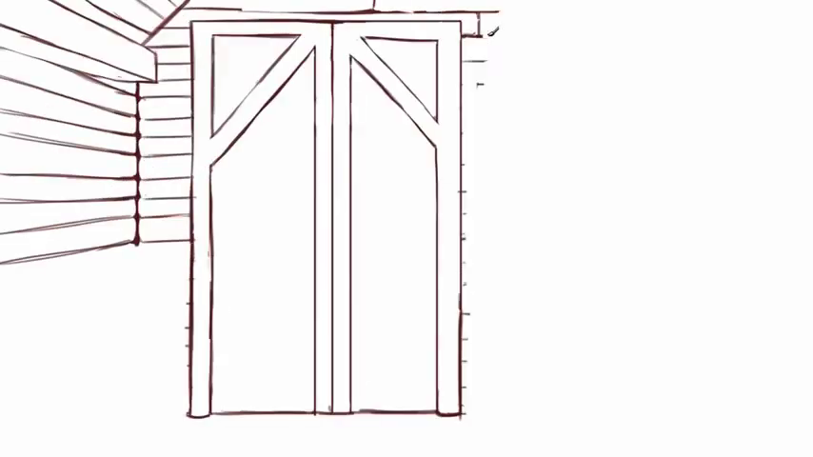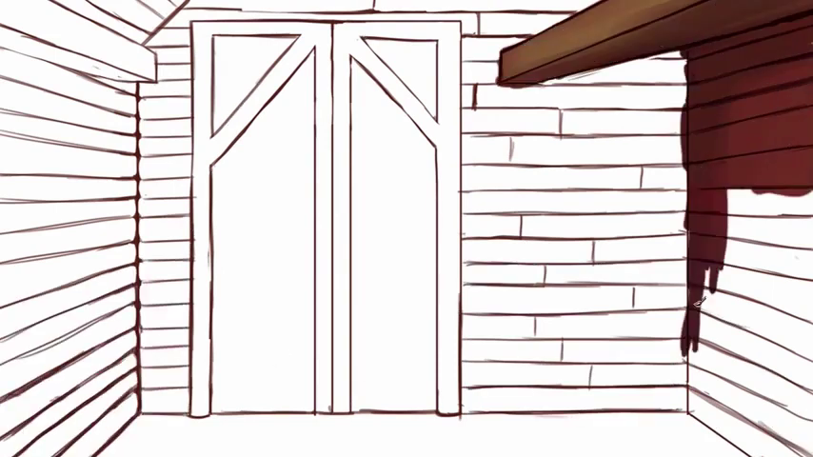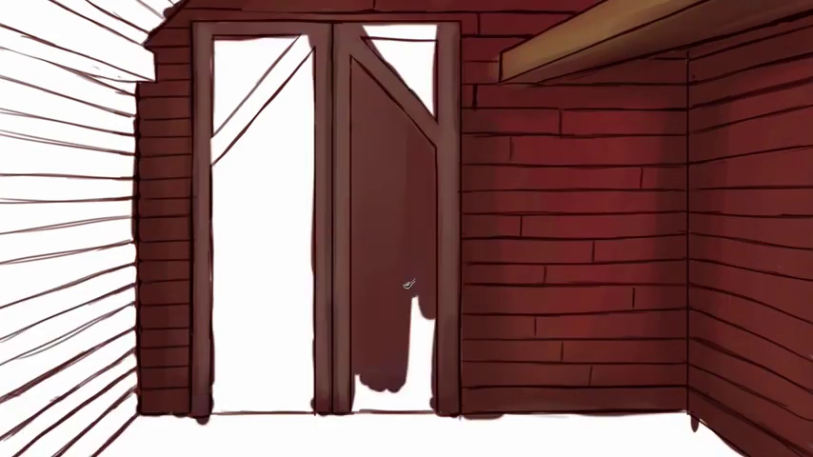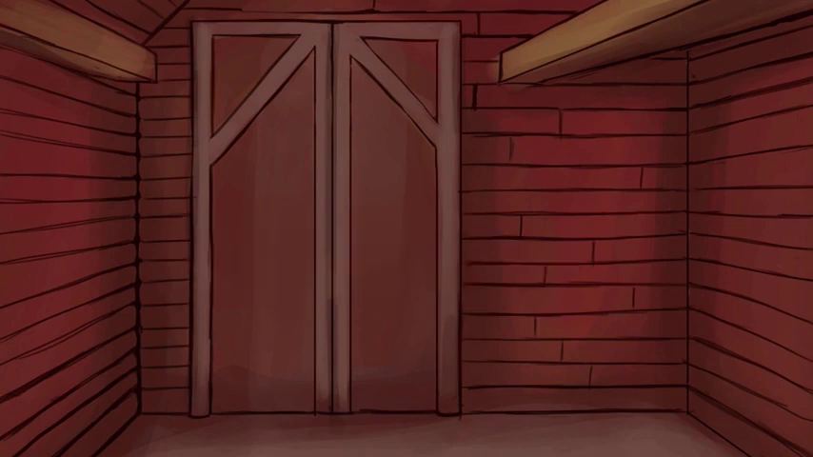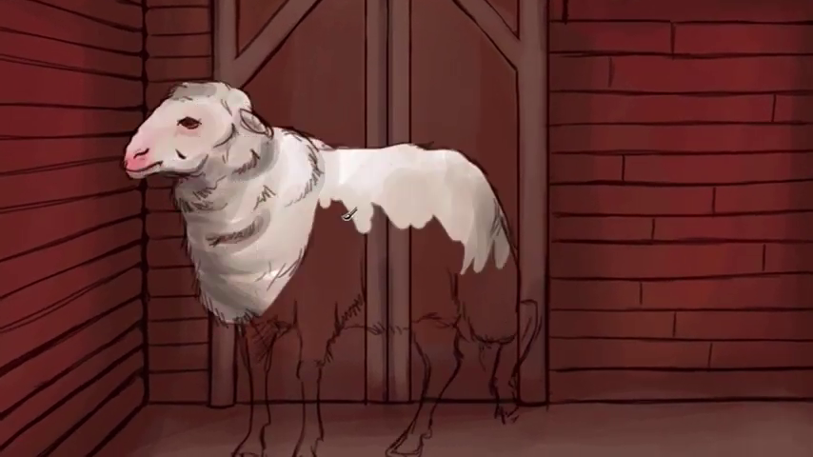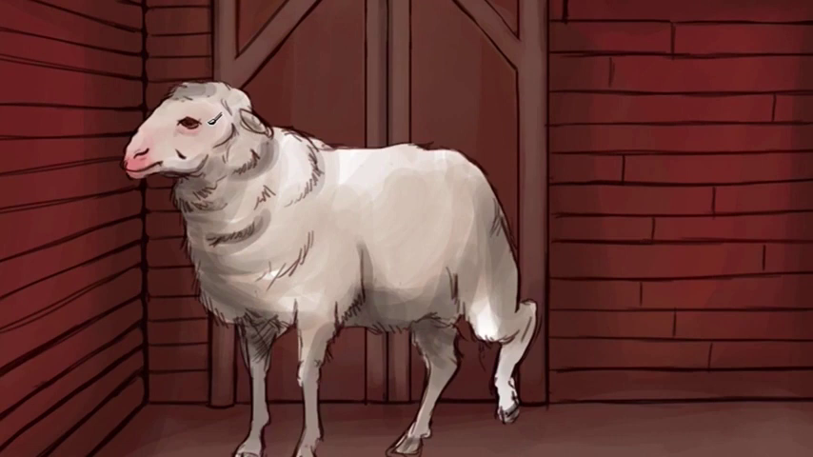So let's start by drawing the barn with our ram in it. The first thing I'll point out is that the barn is red, which of course signifies that the bacteria is gram-negative. Now onto Curly Q, who is supposed to symbolize two things.